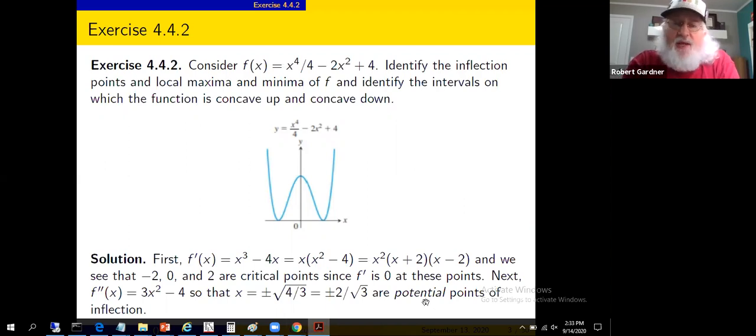A point of inflection is where the function actually changes concavity. Well, I don't know that it changes concavity at these points or not until I make a table. So that's why it's a little hard to see with these fonts, the italicized term: potential points of inflection.